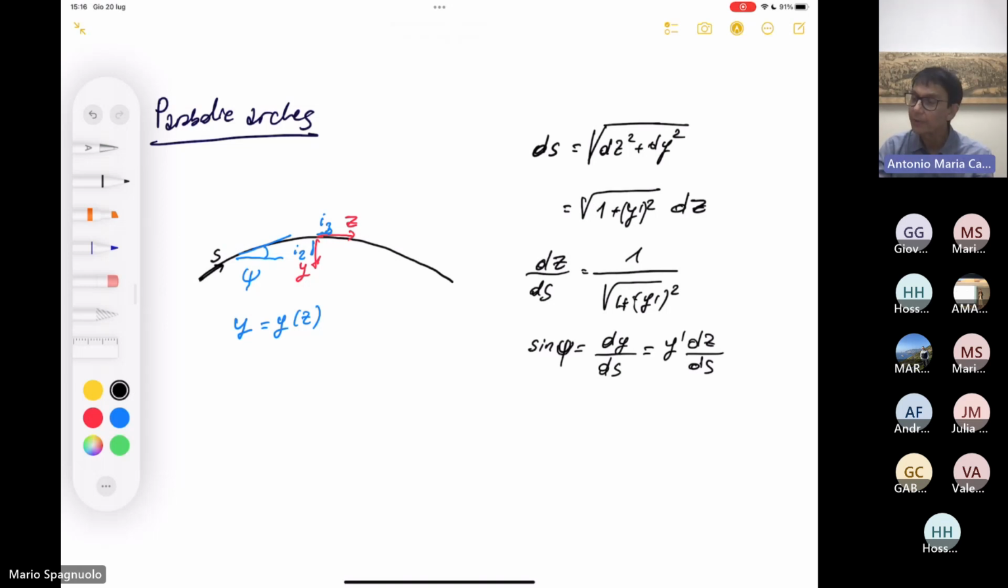Then cosine of psi is simply dz over ds. If we want to compute the tangent vector and the radius of curvature, which we will not use very intensively afterward, it can be useful to compute also those quantities.